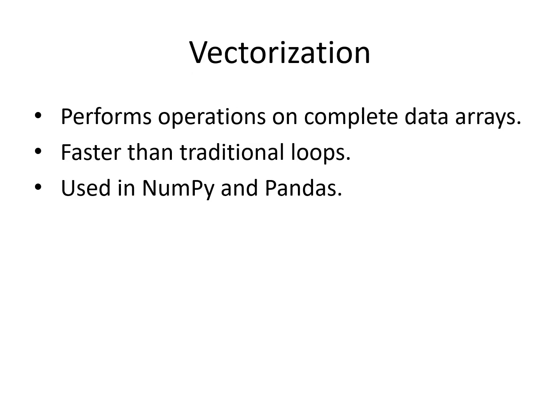Vectorization. Vectorization means performing operations on complete data arrays instead of processing each record individually. Traditional loops take more time when handling millions of records. Libraries like NumPy and Pandas use vectorized operations for faster computation. For example, calculating total sales for thousands of products can be performed faster using vectorized operations.